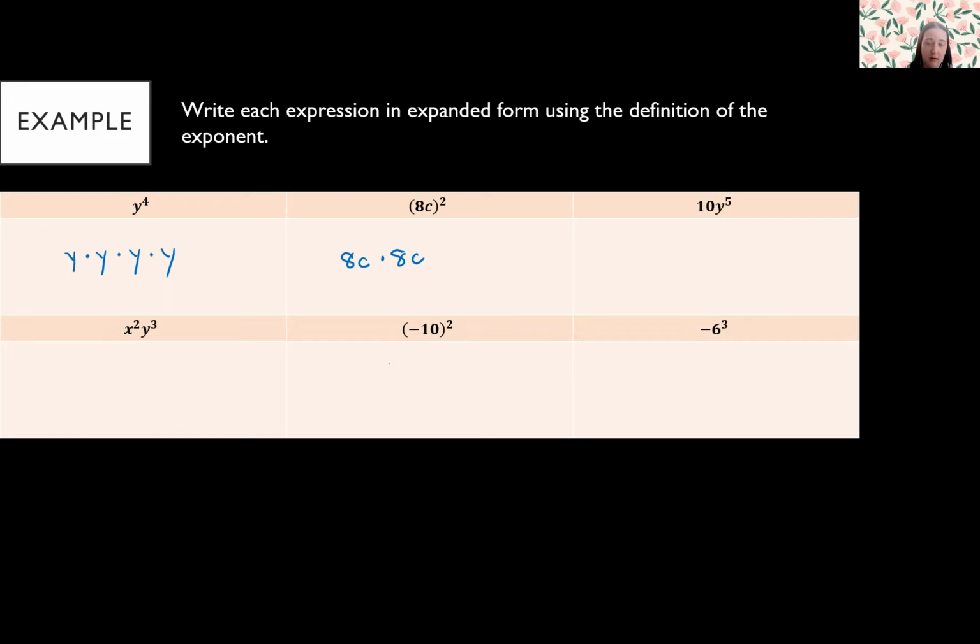Next, we have 10y to the 5th. There are no parentheses, so that exponent of 5 is not with the 10. It's only on the y. So when we expand this out, we have 10, and then we have y written 5 times. The 10 is not part of that because it is not in parentheses. So that's going to be 10 times y times y times y times y times y. Or I can put another multiplication there: 10 times those 5 y's.